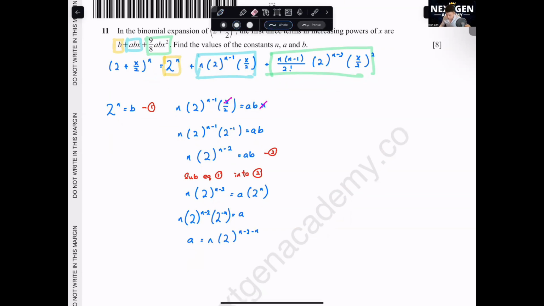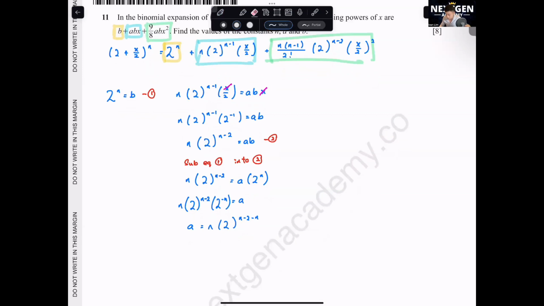Okay, understand how we simplify it? n minus n will be equal to 0. So this will just become n times 2 to the power of negative 2, or can be written as 1 over 4n, but we just leave it in this term first. Okay, so this will be your next equation for a.